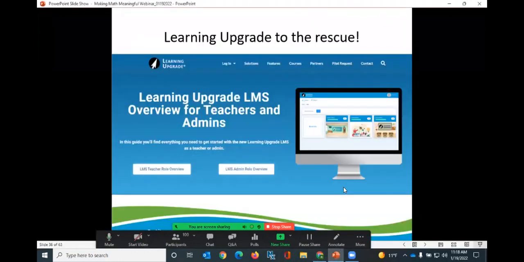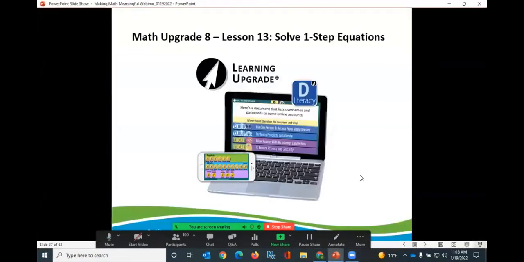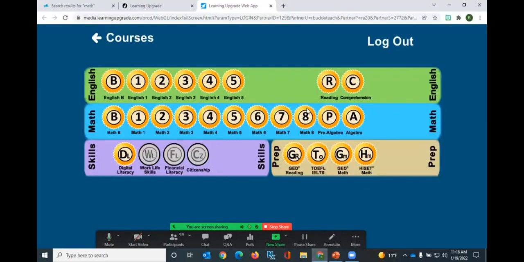And then the other thing that happened was I discovered Learning Upgrade. And Learning Upgrade is great because it has these built-in interactive visual lessons that adult learners really, really thrive with. So that's the next thing I wanted to show you, was actually how Learning Upgrade has courses that fit right into this. So the course that connected specifically with this was solving one-step equations. So if you're not familiar with Learning Upgrade, I'm going to show you just a quick demonstration of that solve one-step equations. This is found in Math Upgrade 8, Lesson 13.